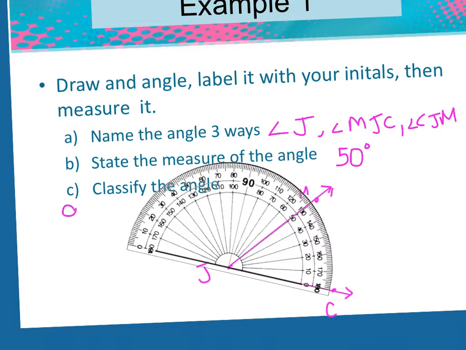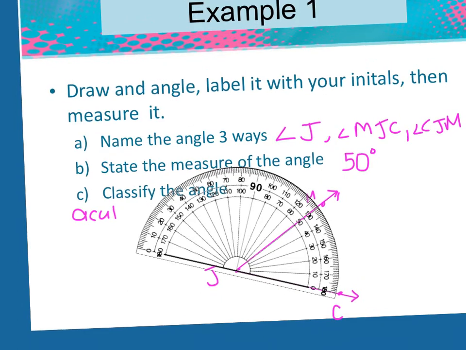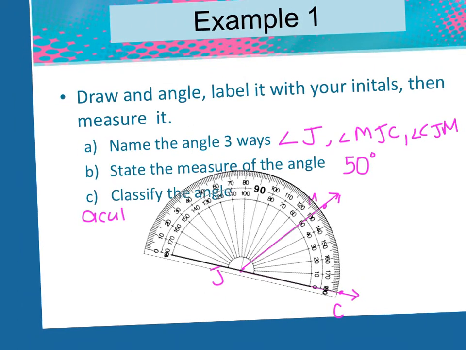Mine was acute. Did anybody draw an obtuse one? I feel like everybody picks acute. Okay. If you had drawn an obtuse or you were dead on and got a 90-degree one, then it would have been right. If you'd drawn a straight line, because you could have, that's a straight one. Good? Easy stuff, right? Okay.